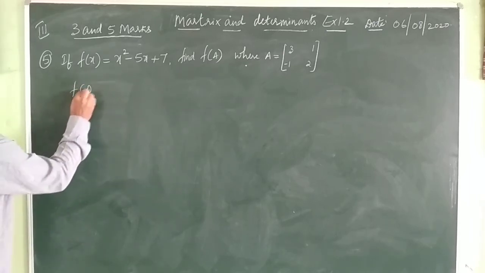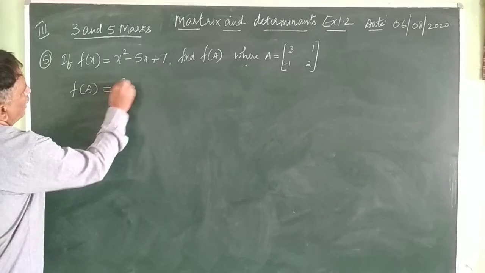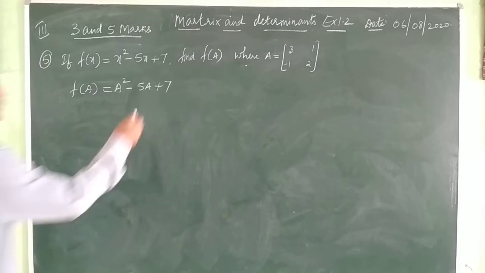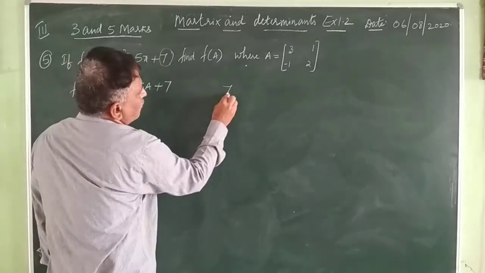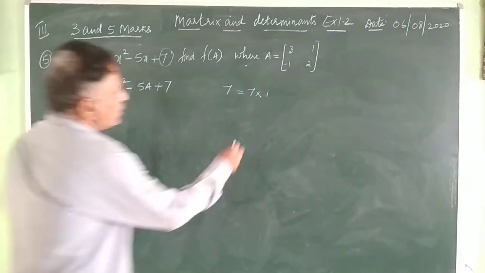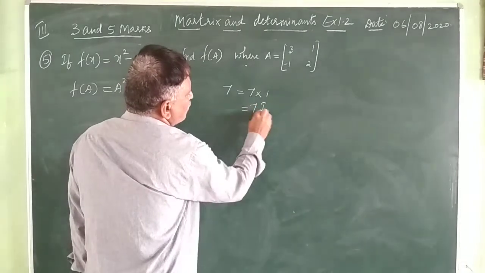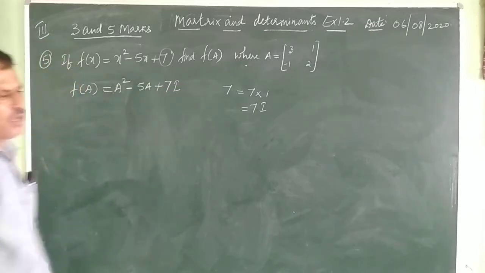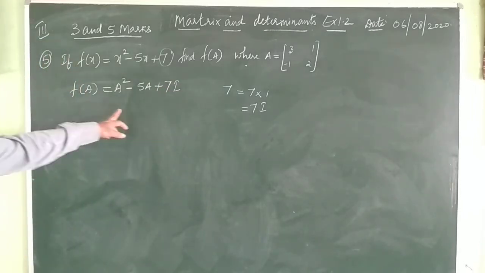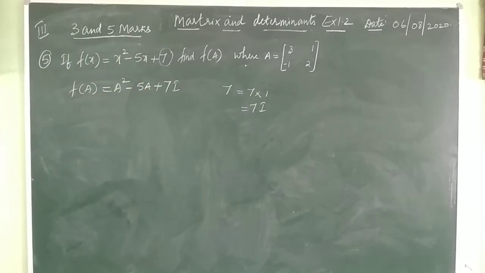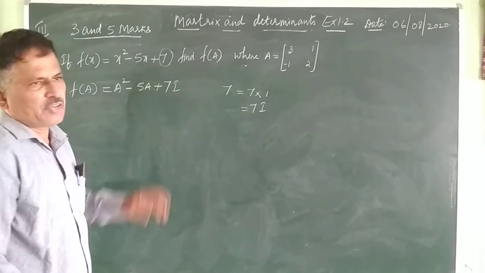So very clearly, f of A is equal to A squared minus 5A plus 7. Remember this 7: it can be written as 7 into 1, where 1 is nothing but the identity matrix, because even the number should be written in the form of a matrix. So it will become A squared minus 5A plus 7I.